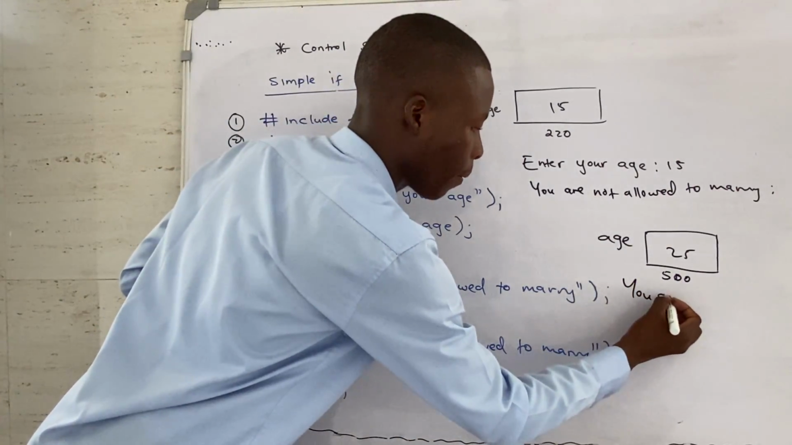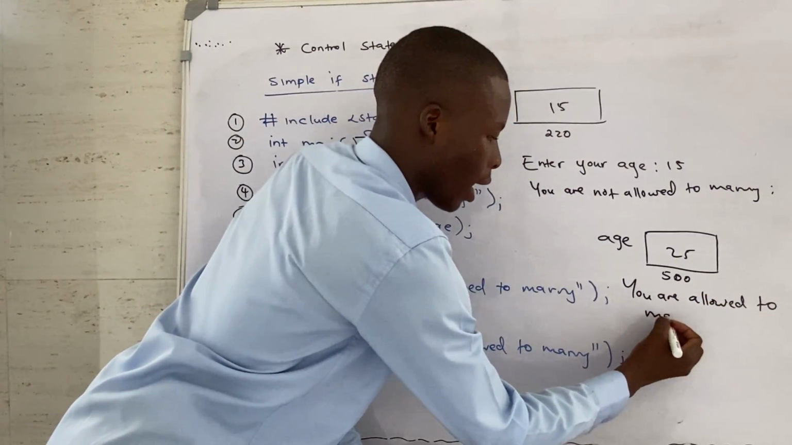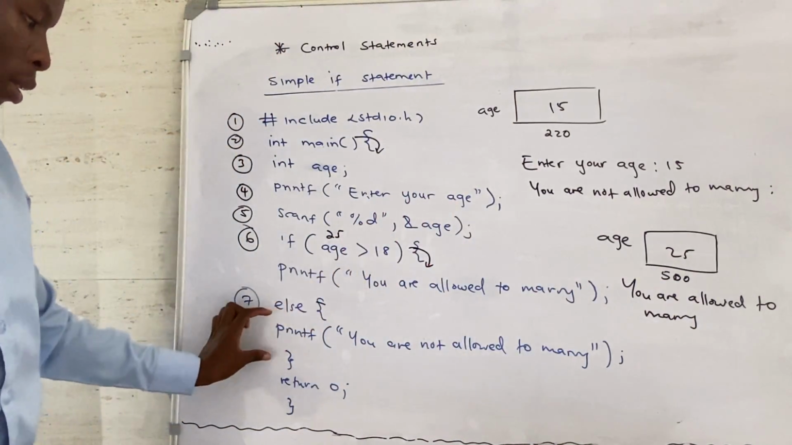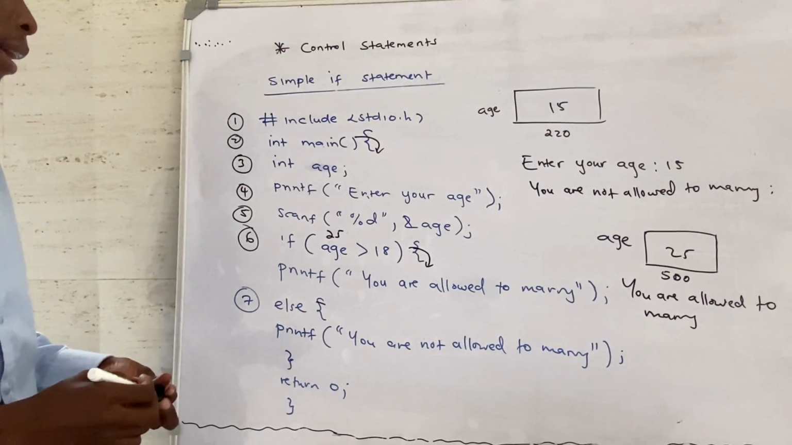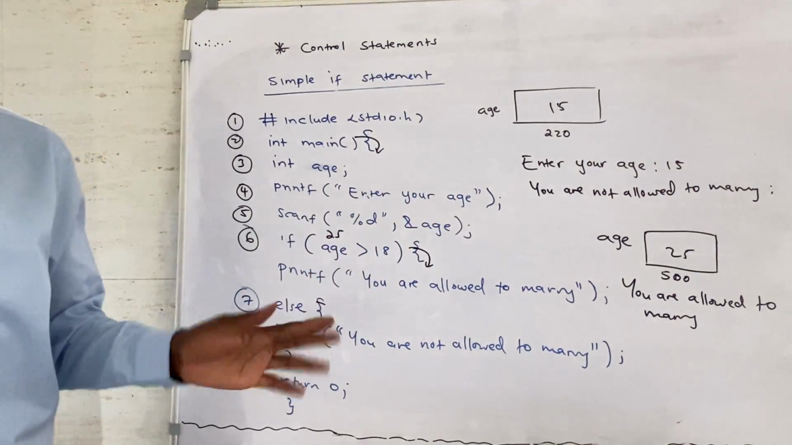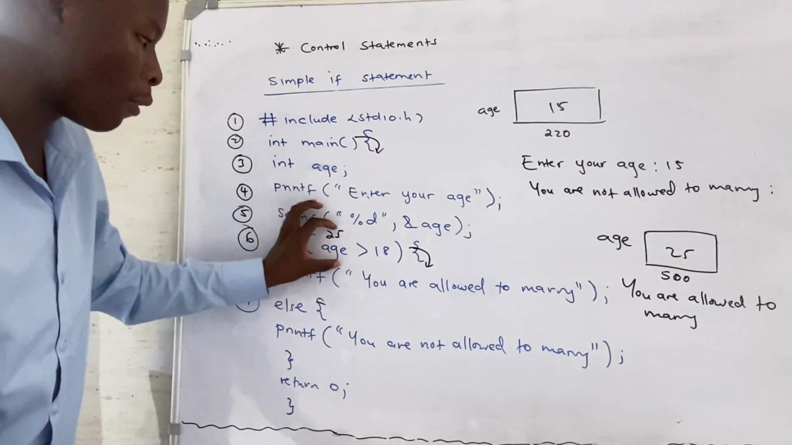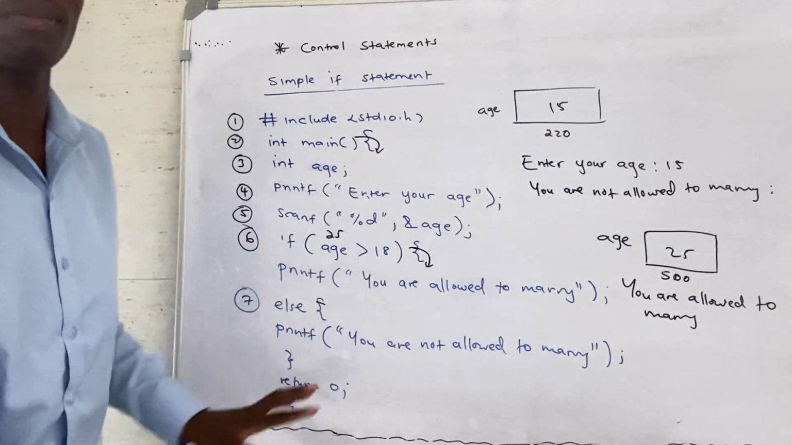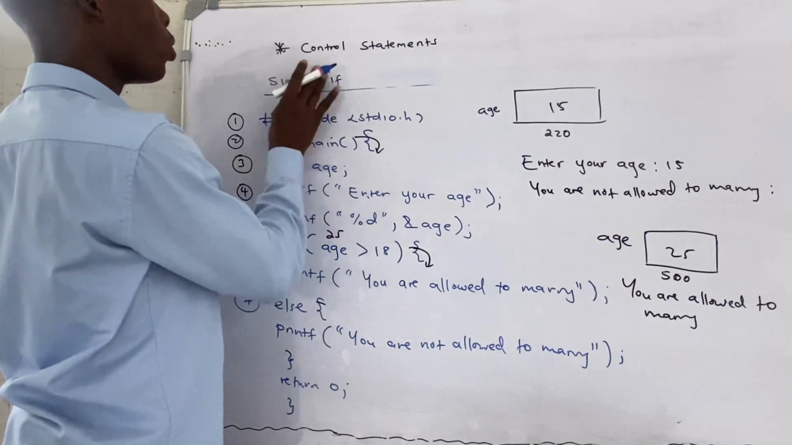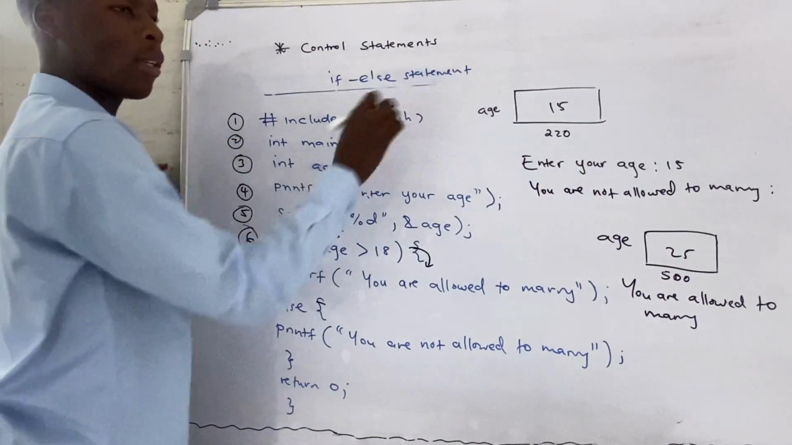You are allowed to marry. And this is not going to be printed. This else part is not going to be printed. The else part is going to be printed only if the condition is not satisfied. If this condition is not satisfied, this is going to be printed. If the condition is met, this is going to be printed. See, we have resolved the problem using the if-else statement.